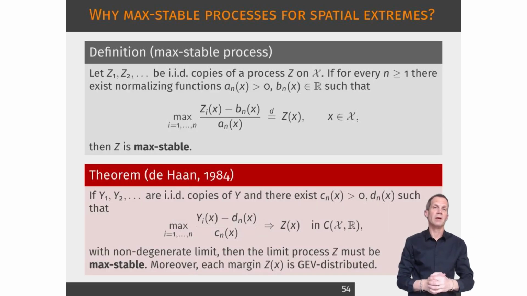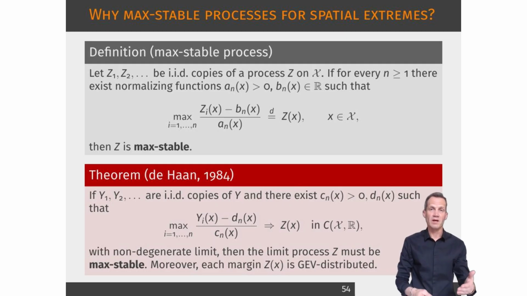This slide extends the idea of max stability from random variables and vectors to stochastic processes. The definition says that a process is max stable when the maximum of independent copies, after suitable location and scale normalization at each point, has the same distribution as the original process. The normalization is now allowed to depend on the spatial location.